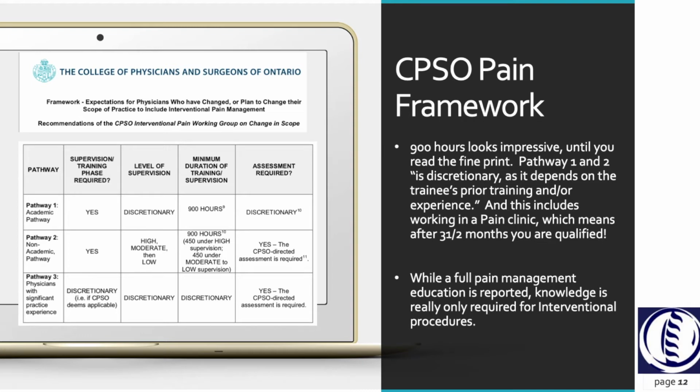In Canada, the CPSO has tried to improve this, but have allowed for a significant gap in education requirements. At first glance, 900 hours looks quite impressive as a requirement. However, if you read the fine print, this can include working in a pain clinic. So a new graduate without any formal pain education can apply for a job in a pain clinic, and after 3.5 months of work, will have achieved the 900-hour recommendation.